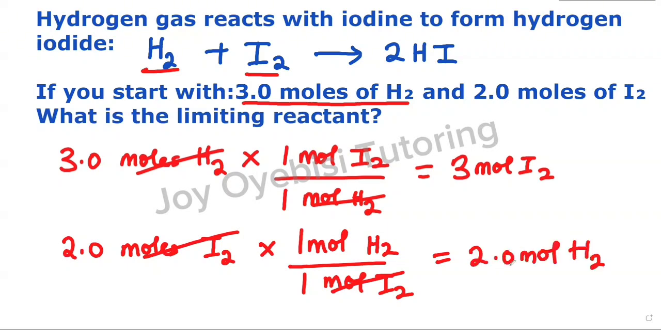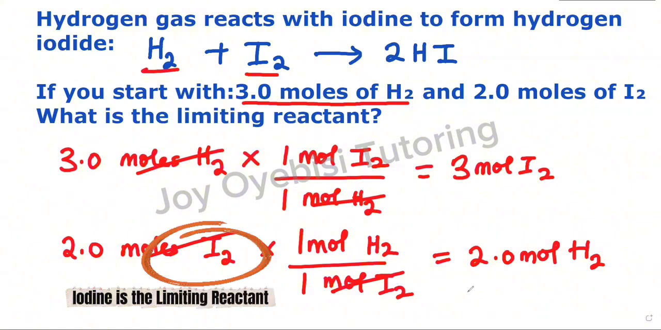So we have 3 moles of iodine and 2 moles of hydrogen. The 2 moles hydrogen is smaller. And in conclusion, we can say that iodine, which gave the smaller mole of the reactant, will be the limiting reactant.